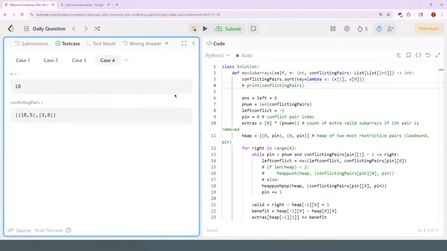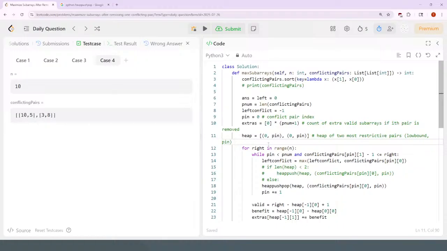Okay, so this test case, 10.5. Oh, yeah, this thing needs to just be sorted. So lambda x should just be the bigger one, comma the smaller one, as the way to sort it. I see. I just assumed that they sorted the conflicting pairs. But then I do need to change the actual thing.